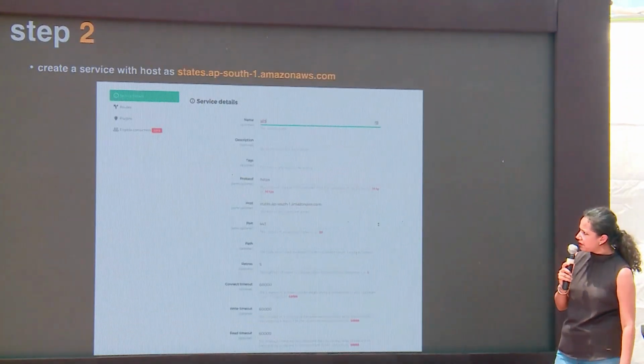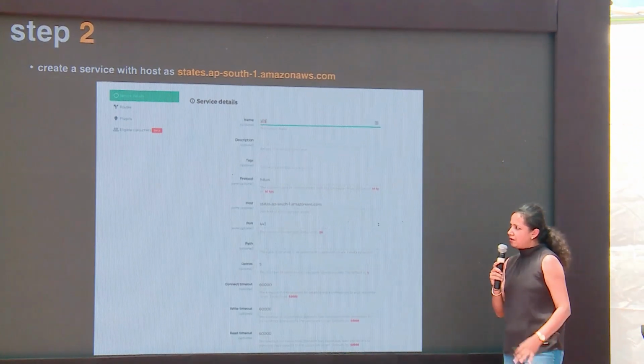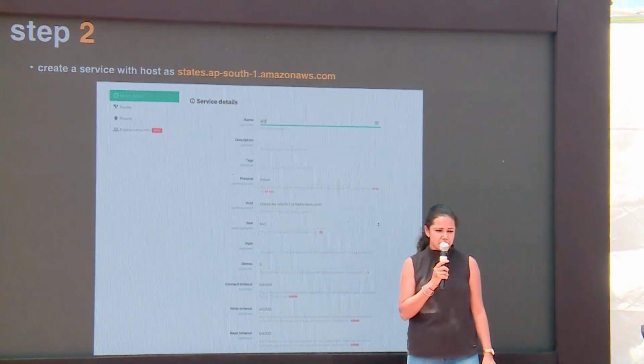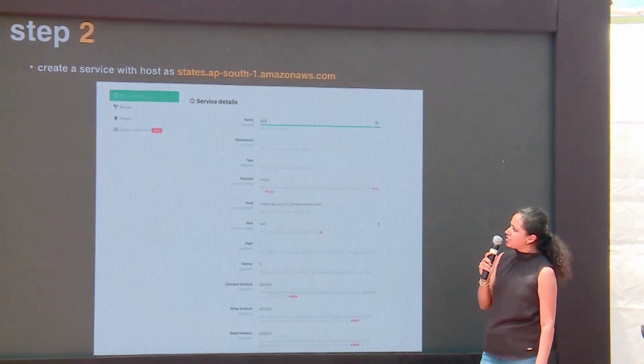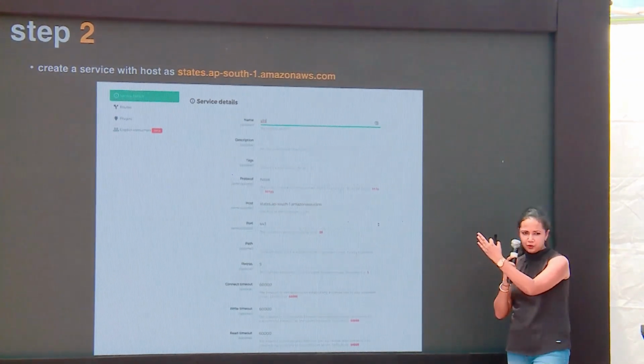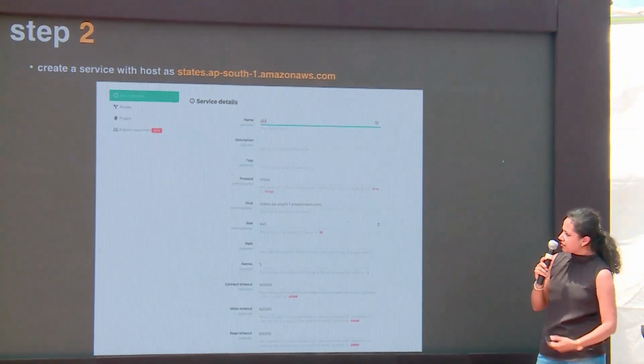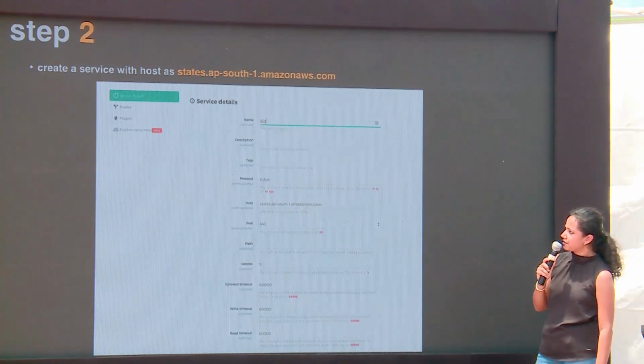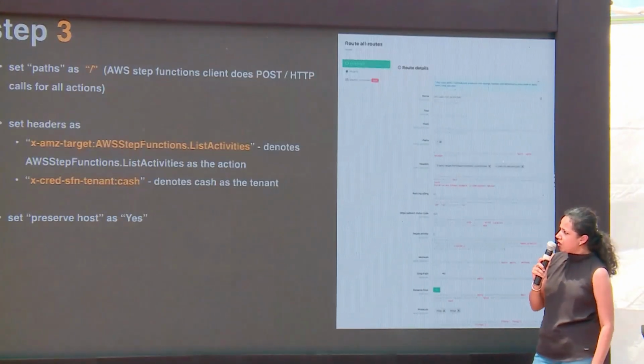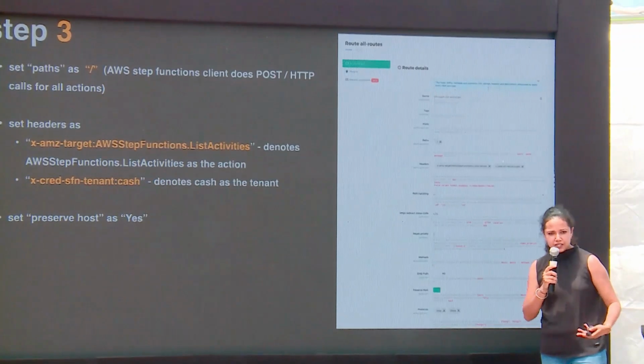Okay, so the next step is creating a service in Kong, specifically for Step Functions, where you can just create a service with the AWS host, right? And everything else remains the same in the service. Step 3 is basically adding a route to that service.